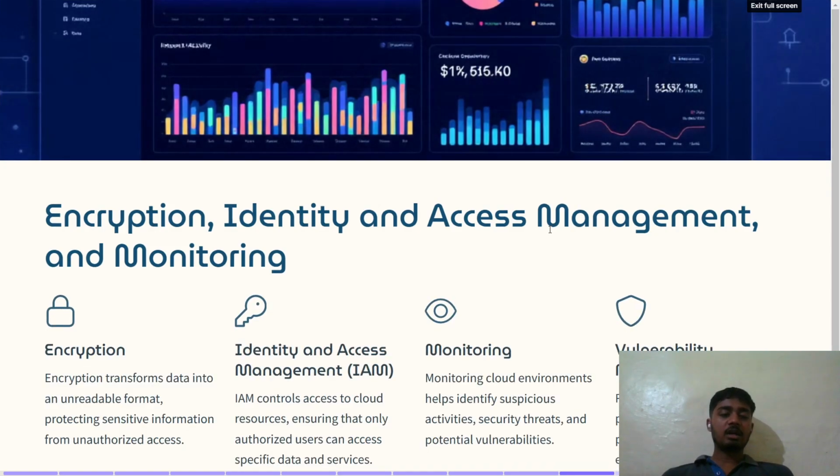Now, coming towards encryption, identity, and access management. Encryption transforms data into an unreadable format, protecting the sensitive data. Identity and access management controls access to cloud resources, ensuring that only authorized users can access specific data. Monitoring cloud environments helps identify suspicious activities, security threats, and potential vulnerabilities. Now, at last, vulnerability management. Regularly scanning and patching vulnerabilities helps prevent attackers from exploiting known weaknesses in the system or cloud.